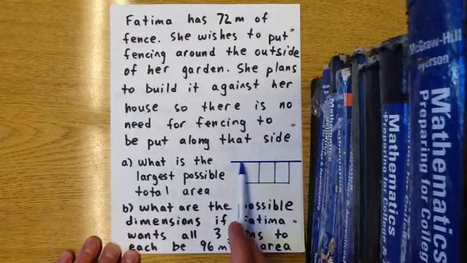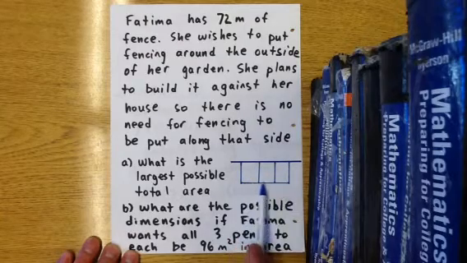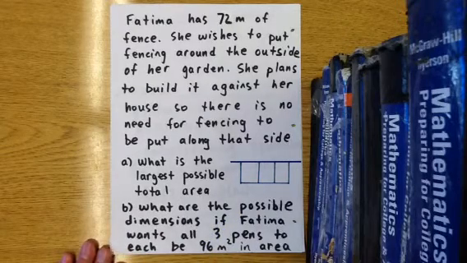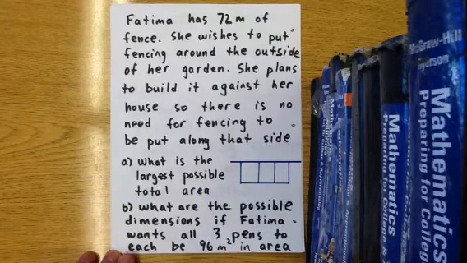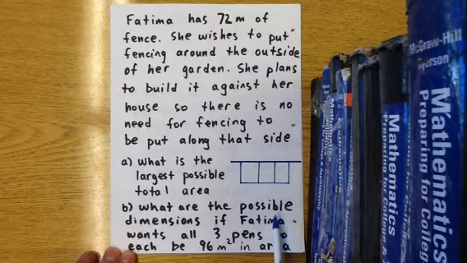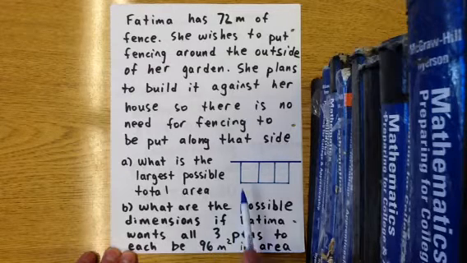And so she's going to need to put fence along here, here, here, and here, as well as fence along there. Okay? And she's got a grand total of 72 meters worth of fence. So she wants to know first what's the largest total area she can have, and then also a second question will be this: what if Fatima specifically wants all 3 pens to each have an area of 96?